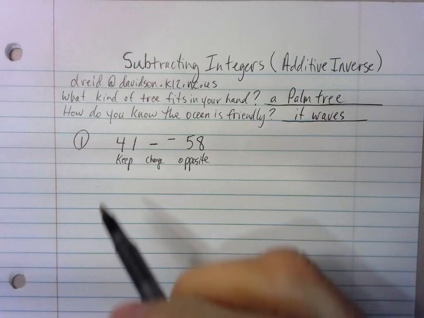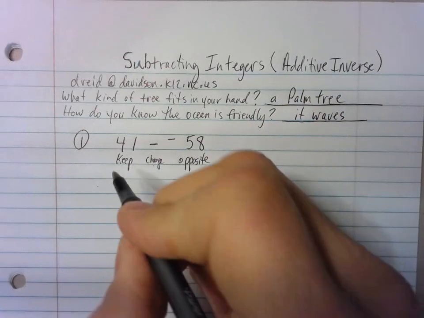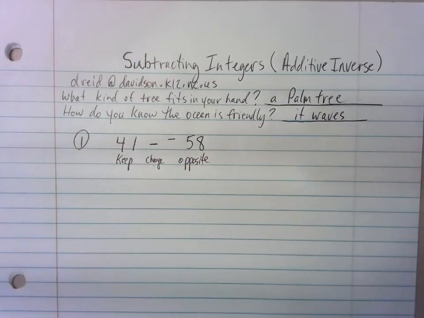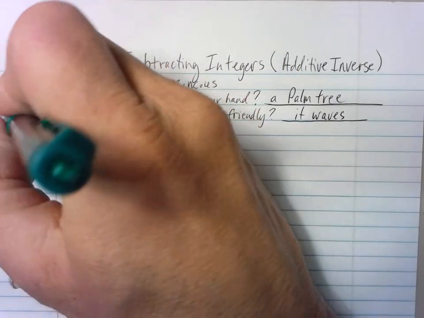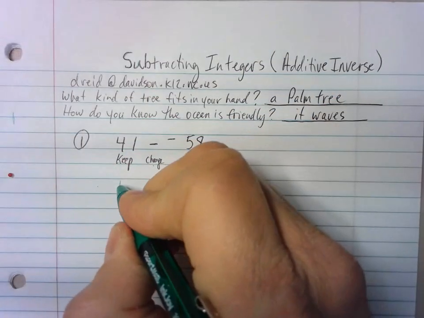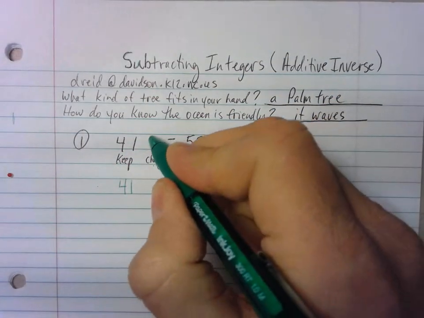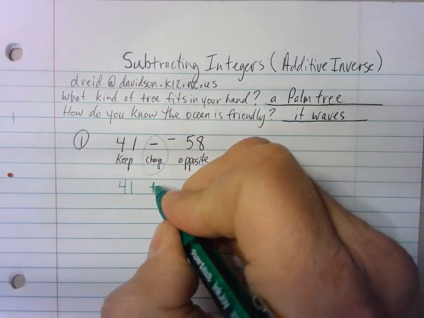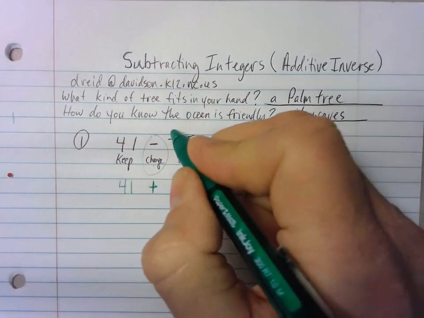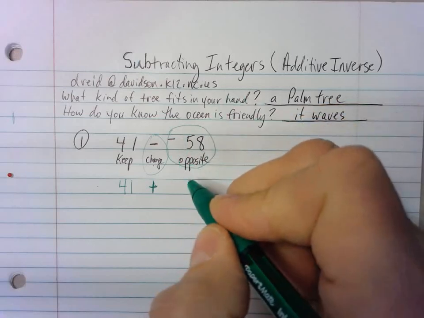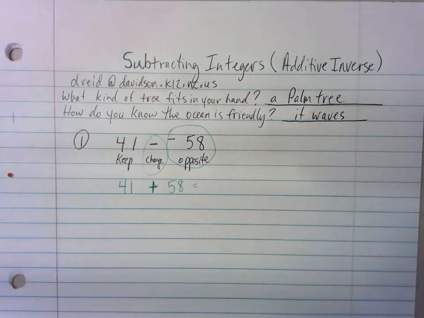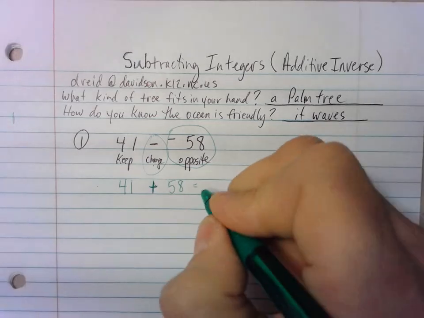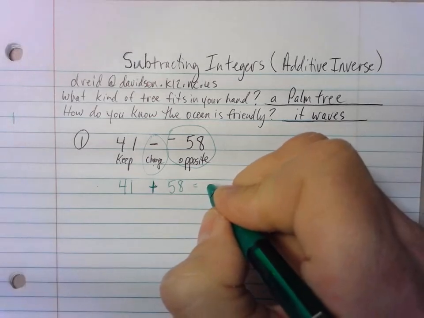Alright, so this is called using additive inverse. So we keep that one, we're going to make that addition. I'll write it in a different color here. Since we're talking about palm trees, let's see if we can do this. Alright, so it would be 41, going to keep it, change that from subtract to addition, okay, and then take the opposite of that, okay, that's the inverse part, and that would be of course 58. And then it becomes a much simpler problem. You've got 41 plus 58, which is of course 99.